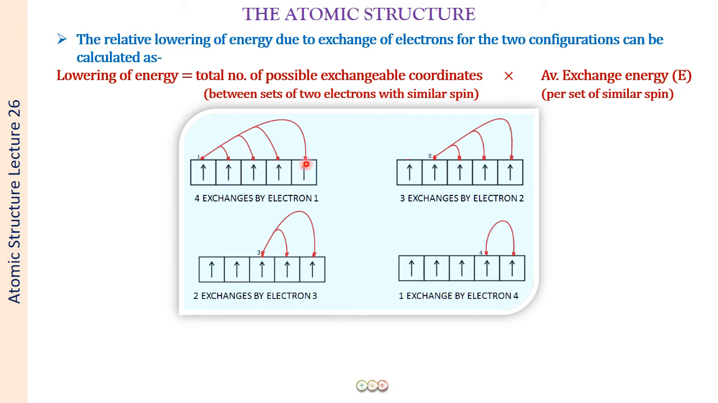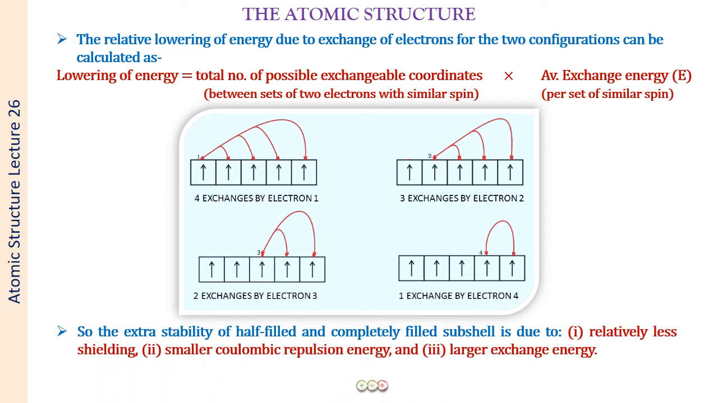So the relative lowering of energy is going to be because of the maximum exchanges, and that maximum exchanges are for half filled and fully filled orbitals. So we can conclude that the extra stability of the half-filled and the completely filled subshell is due to relatively less shielding, smaller Coulombic repulsive energy, and the larger exchange energy. Fine, I hope everything is clear.